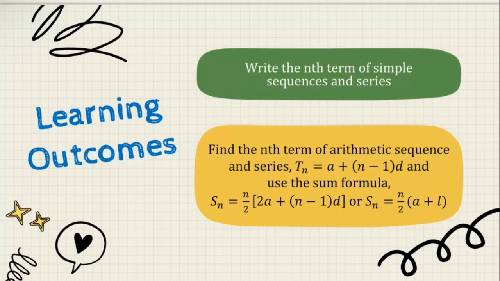Okay, sequence kalau dia punya nth term adalah ini, Tn equals to a plus (n minus 1)d. Okay, and then untuk summation punya formula dia ada 2 lah, either this one ataupun this one. Okay, so nanti kita akan tengok formula dia. Okay, kita pergi kepada yang pertama.